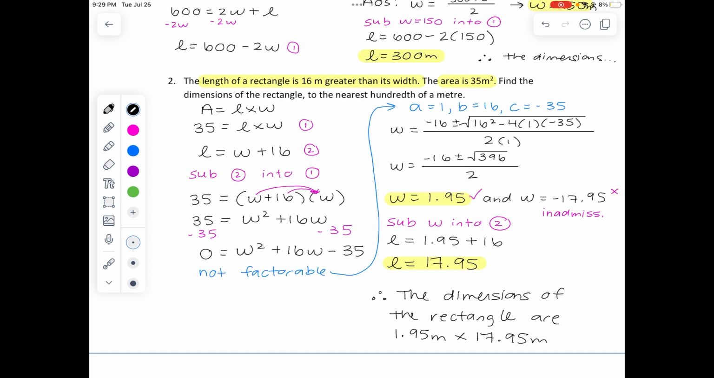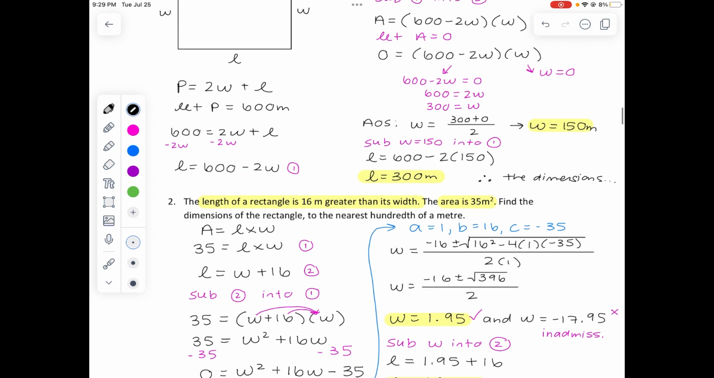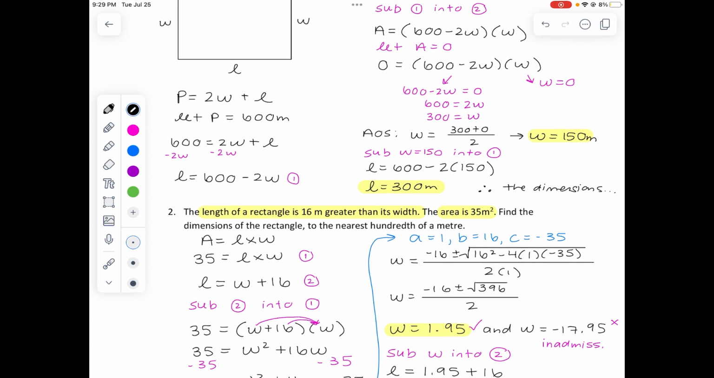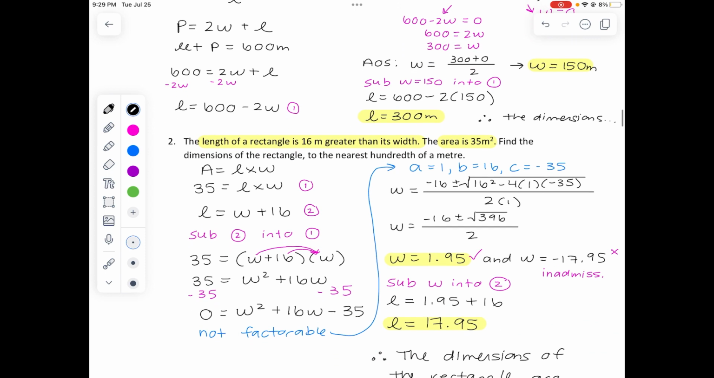So sometimes you'll be given information to set up a perimeter equation, and then you can substitute it into an area equation. And in this case, we weren't given any information about the area other than we were trying to maximize it. So that's why we let it equal 0, and then we're solving that way. Whereas in this case, we are given no information about the perimeter, but we are given information about how the two measurements relate to each other, as well as the actual area. So we were able to set up equations that way.